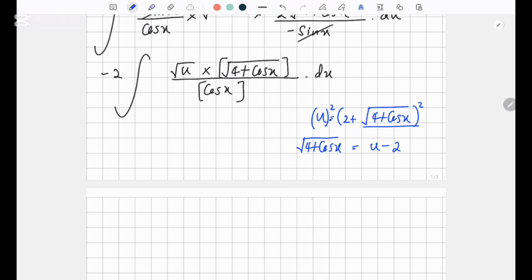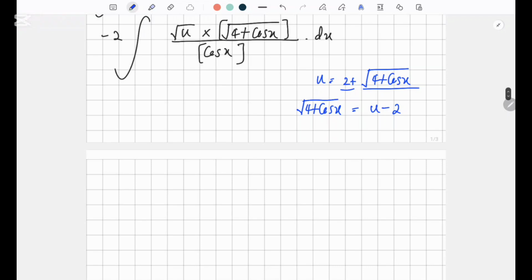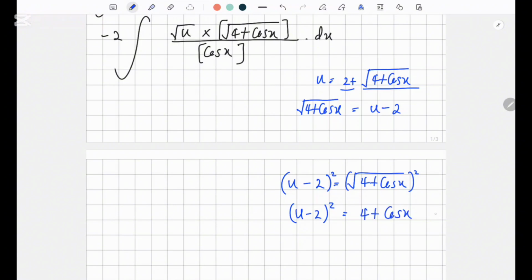No, without doing it like that, let's do this first. We first have to take 2 onto the other side. That was a silly mistake. So you'll have to first take 2 onto the other side. So it's u minus 2 equals root 4 plus cos x, right? That was what we had earlier. So now you square both sides. So u minus 2 squared equals 4 plus cos x, right? So cos x equals u minus 2 squared minus 4. Okay, so now you can put in your substitutions.